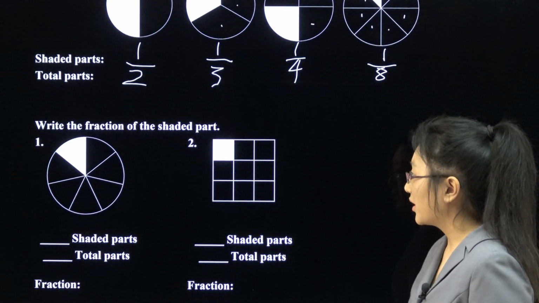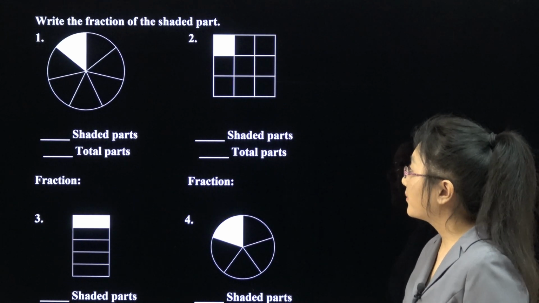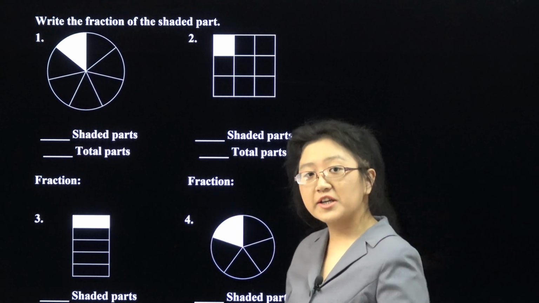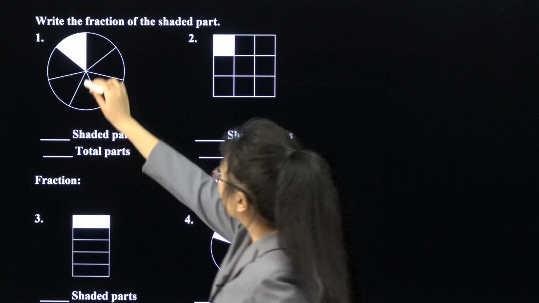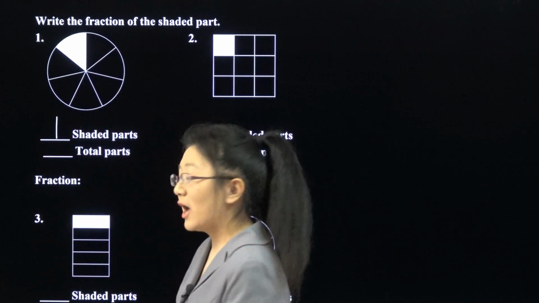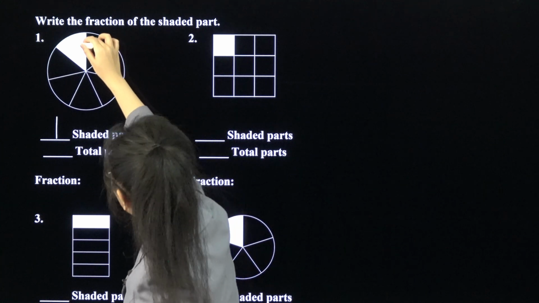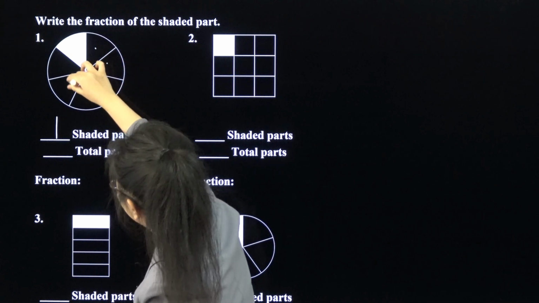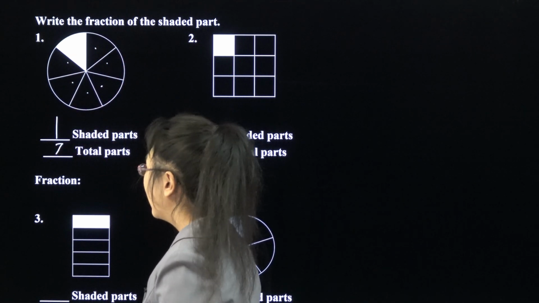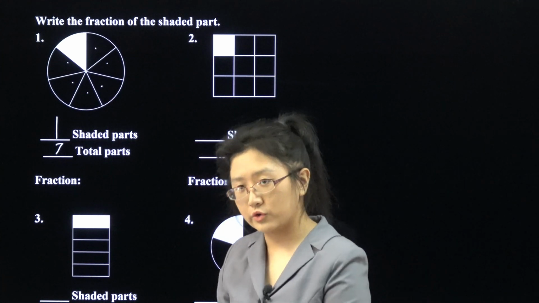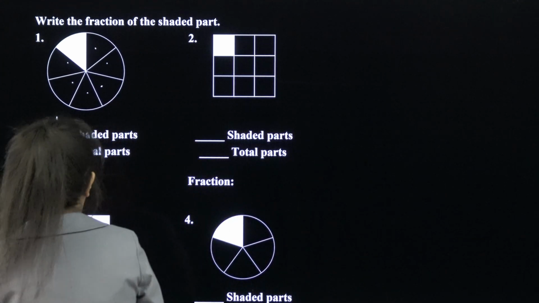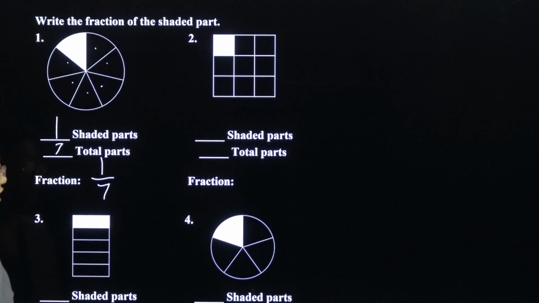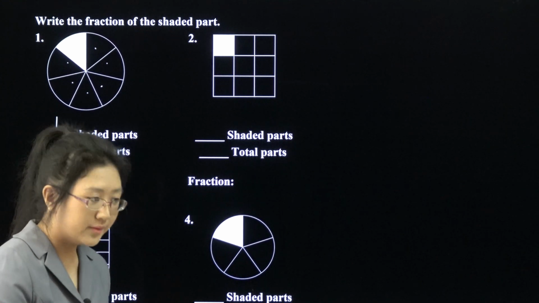Now let's do some practice problems. Write the fraction of the shaded part. We have that circle up there. How many shaded parts are there? 1. So 1 shaded part. And how many total parts are there? Remember to count the shaded part with the total parts. 1, 2, 3, 4, 5, 6, 7. 7 total parts. So since it's parts over total parts for a fraction, then it'd be 1 over 7 for this fraction, or 1/7.